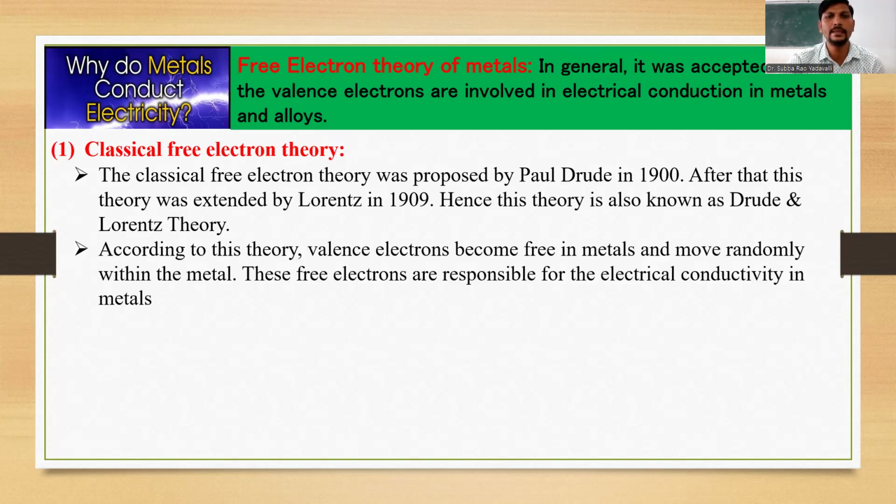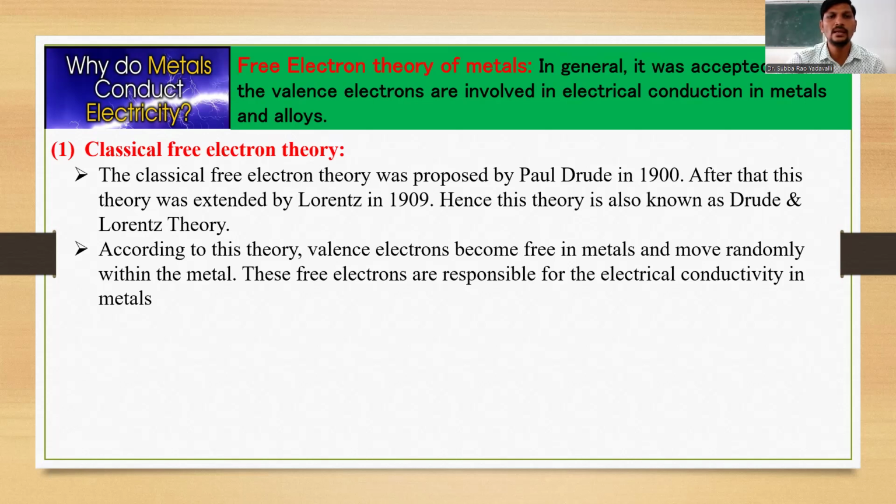According to this theory, the valency electrons become free in metals and move randomly within the metal. These free electrons are responsible for the electrical conductivity in metals. So according to the classical free electron theory, the free electrons present in the outermost orbits of an atom are responsible for the conduction of electricity.